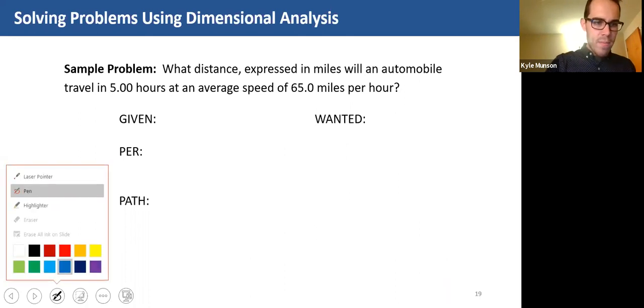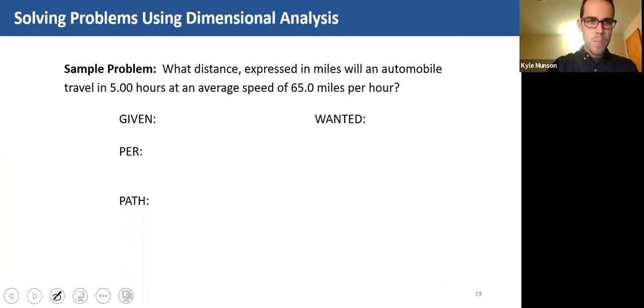All right, well, what are we given? So this problem is set up a little bit differently here. We're given 5 hours, okay? We want, excuse me, what distance? We don't want speed, I'm sorry. It's getting late here. So we want distance, okay? So we want distance expressed in miles. Sorry, so that's the unit we want, in miles. Whew, all right. So what's our per expression here? Well, it's here, 65 miles per hour.